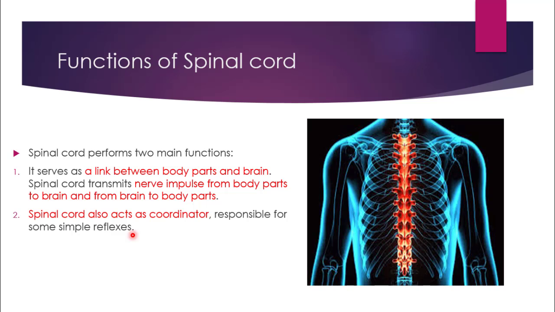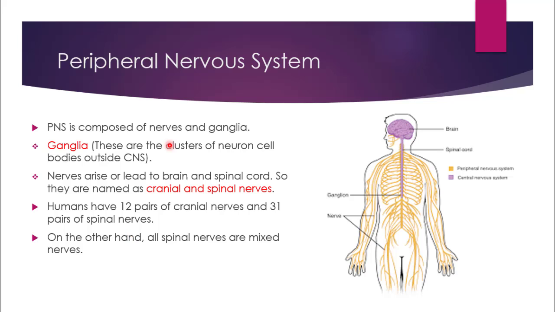Now we will discuss the second important content of our topic, that is the peripheral nervous system or PNS. The peripheral nervous system is composed of nerves and ganglia. Ganglia are the clusters of neuron cell bodies just outside the CNS. We have discussed the CNS, the central nervous system, which consists of the brain and spinal cord. And just outside the CNS, there are some clusters of neuron cell bodies called ganglion.